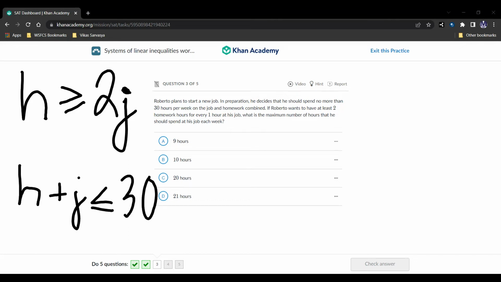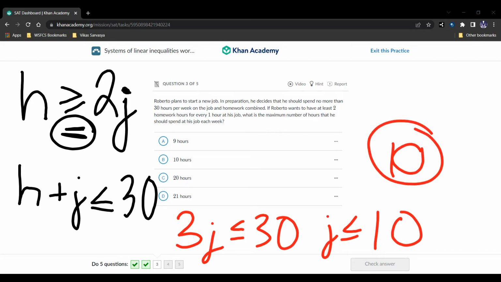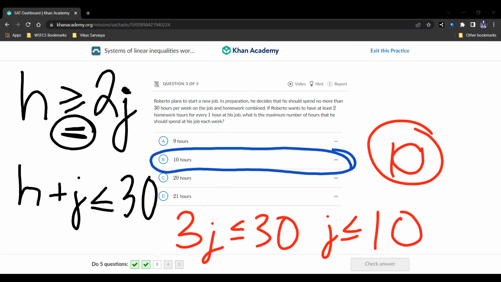Then we can plug in the H is greater than or equal to 2J. And we're trying to find the maximum amount of hours spent on this job, which means that we should find the minimum number of homework hours so that we can maximize the number of job hours. So we can make this equal to right here. Right, we can put the equal sign there. So if H equals 2J, then we can plug that in here, and we get 3J less than or equal to 30. So J is less than or equal to 10. So the maximum is going to be 10 hours that he can spend at his job, which is answer choice B. And we are done.